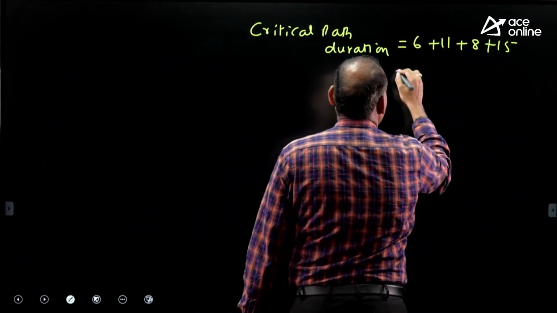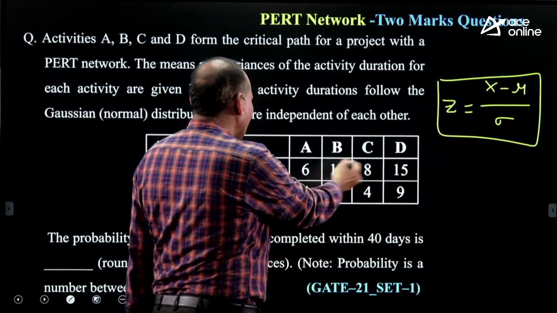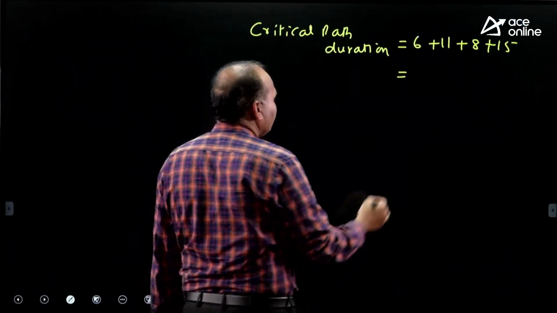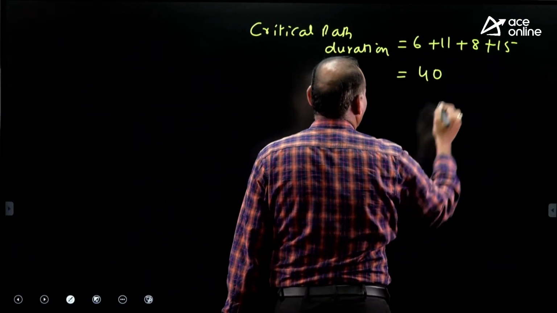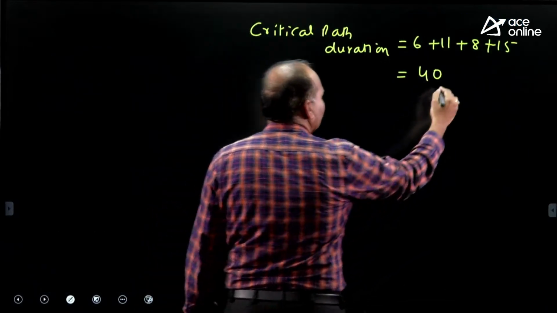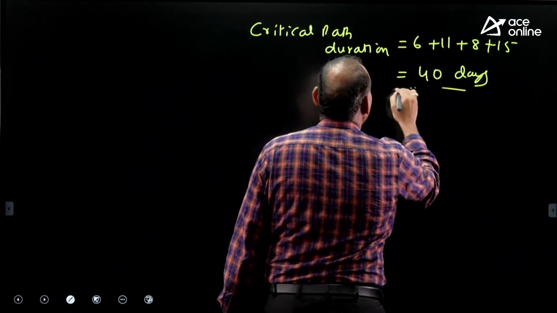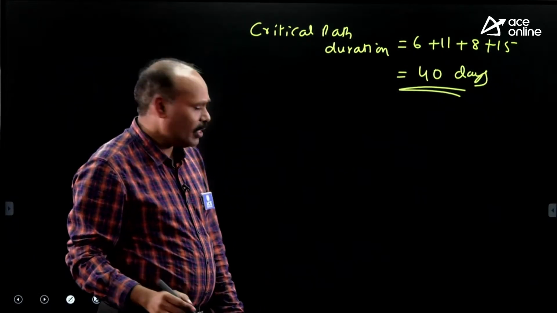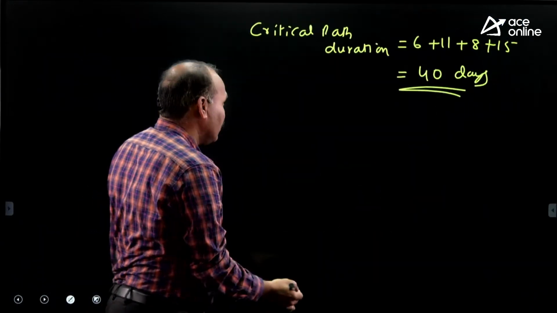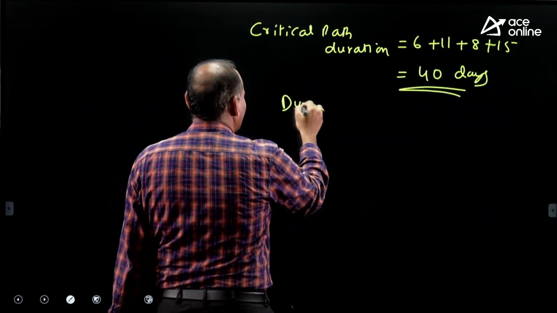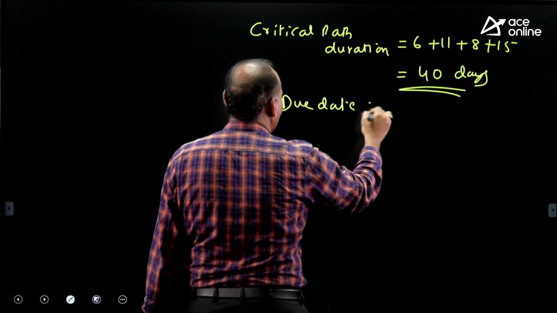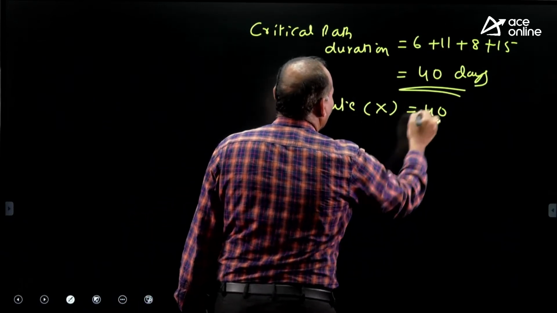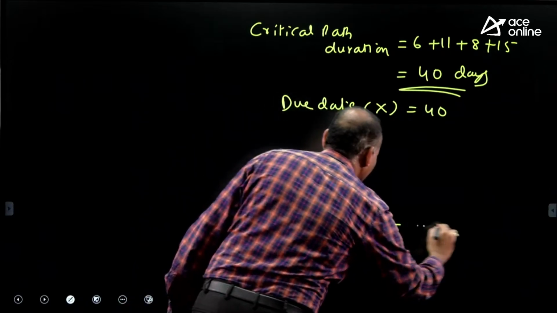How much is it? 40 days. Critical path duration is equal to 40. Given due date, how much? 40. Due date x is equal to 40. And how does it look now?